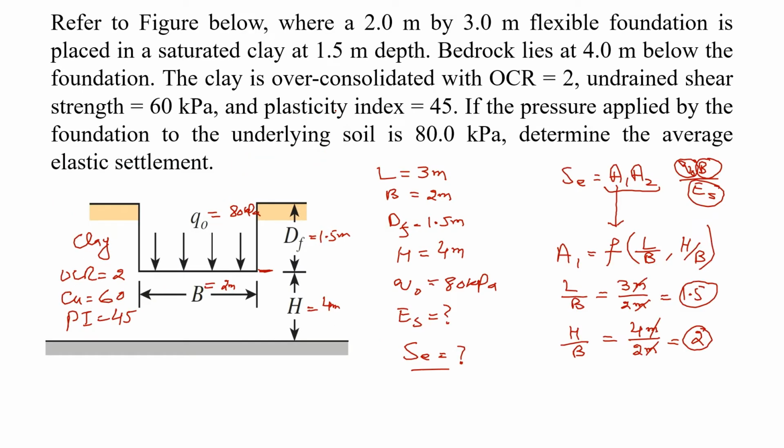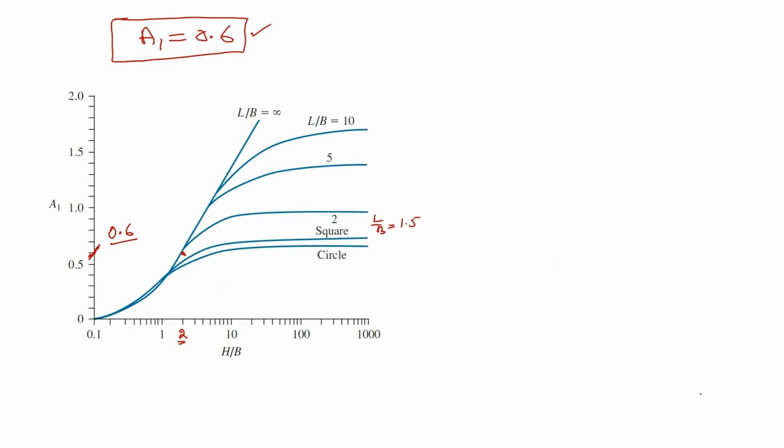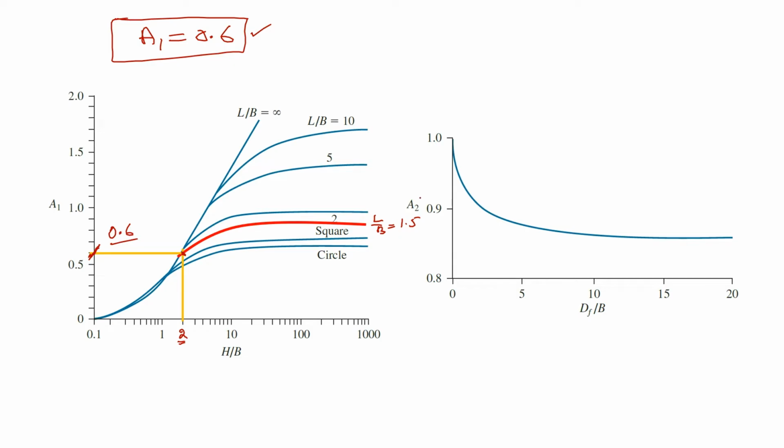In the next phase, we have to determine the value of A2. As we saw, A2 depends upon the value of Df by B. So what is Df here? That is 1.5, and what is B? That is 2 meters. So we'll get an answer of 0.75. For this 0.75 value, we'll go to the graph of the curve of A2 and we will draw a vertical line corresponding to 0.75 of Df by B, and then we will draw a horizontal line where this line meets the curve. Say this is 0.94, and this is the value of A2.